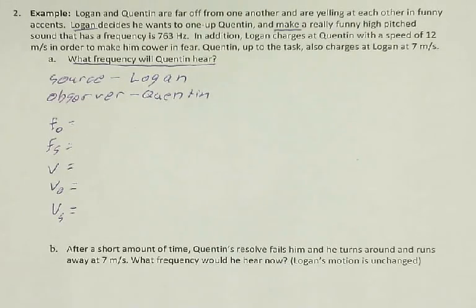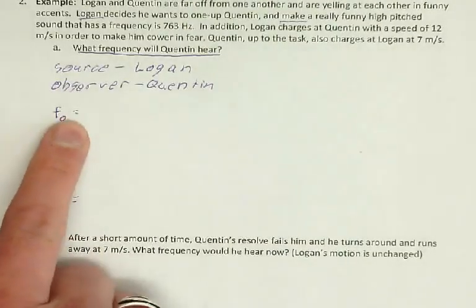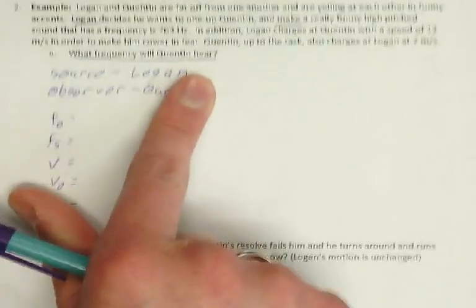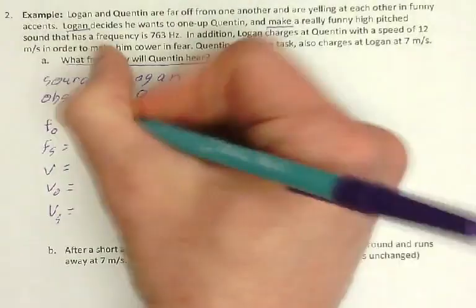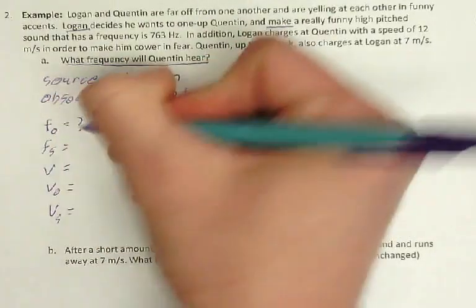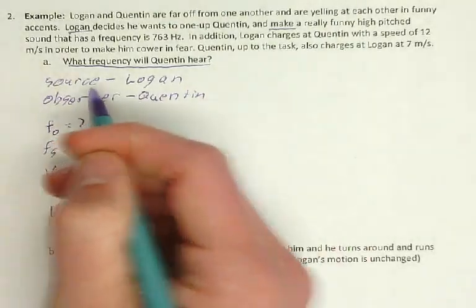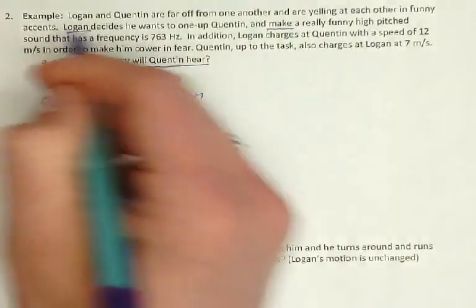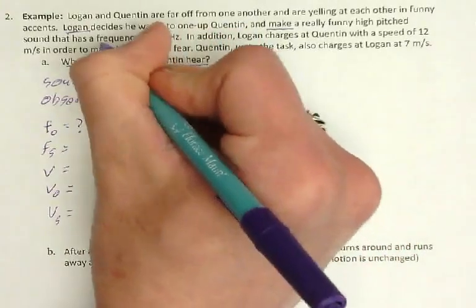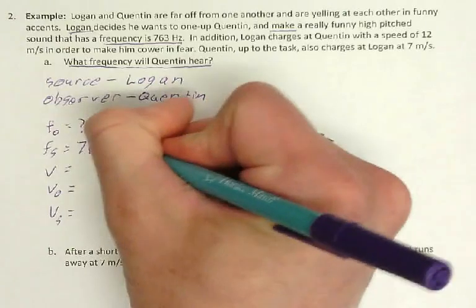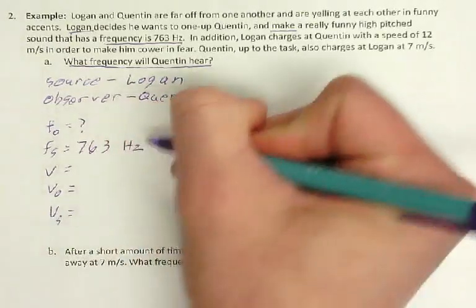So FO is the observed frequency, the frequency that's heard. Here we are in A. What frequency does Quentin hear? I don't know. So I just write down question mark. That's what I'm solving for. Okay. FS, that's the frequency that's made. Logan makes a frequency of 763. That means the source is 763. That's the frequency that's actually made.